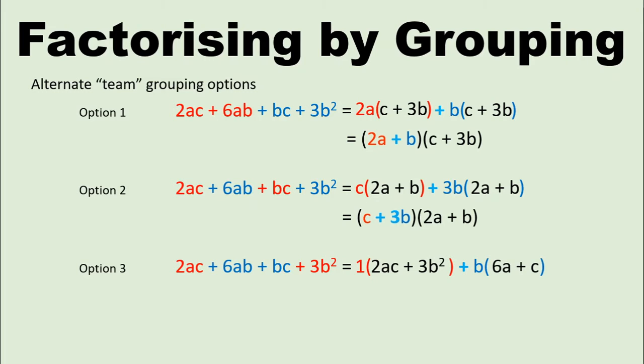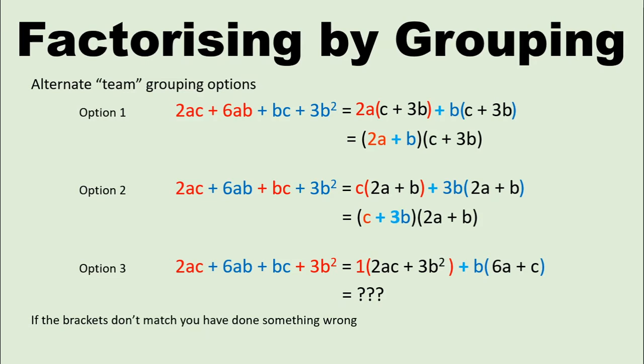Now my brackets do not match, so I can't regroup. It's not possible to regroup. If your brackets don't match, you've done something wrong. So you're going to need to go back to the original expression and maybe choose your teams a little bit more wisely, or maybe you've made some kind of a mistake while you were factorizing.